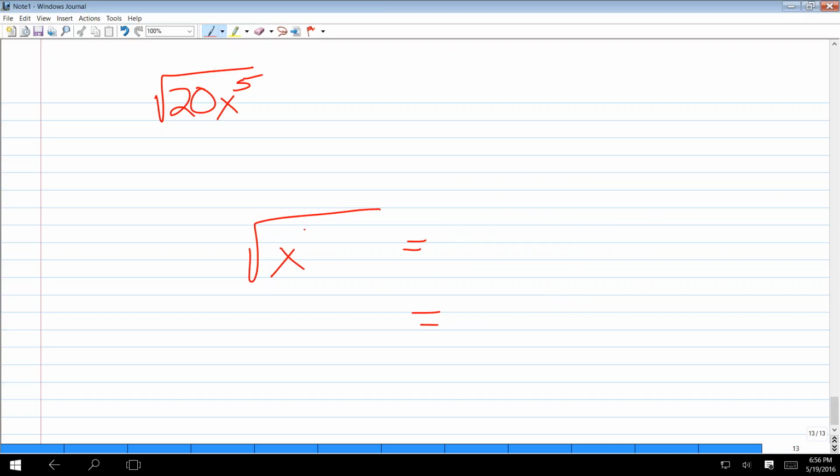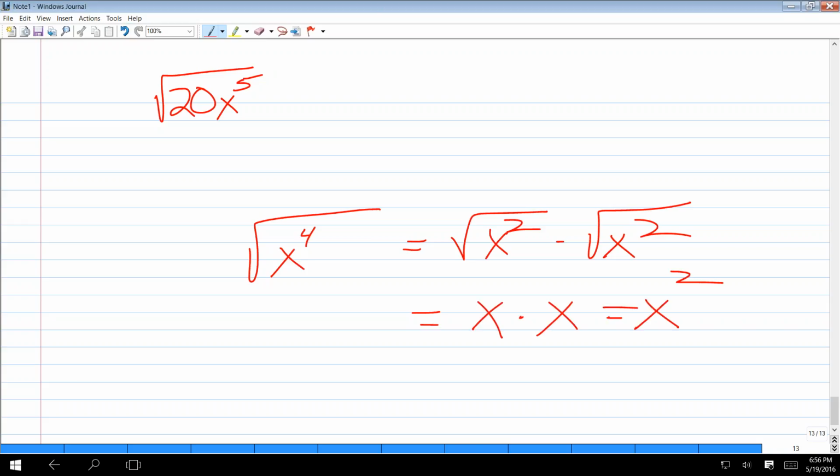What's the square root of x to the fourth? X squared. Yeah, because it's the square root of x squared times the square root of x squared. That's x times x, so that's x squared. In other words, you take half of that. When you have an exponent on a variable and you're taking the square root of it, it's basically half of that. But that's if it's even.